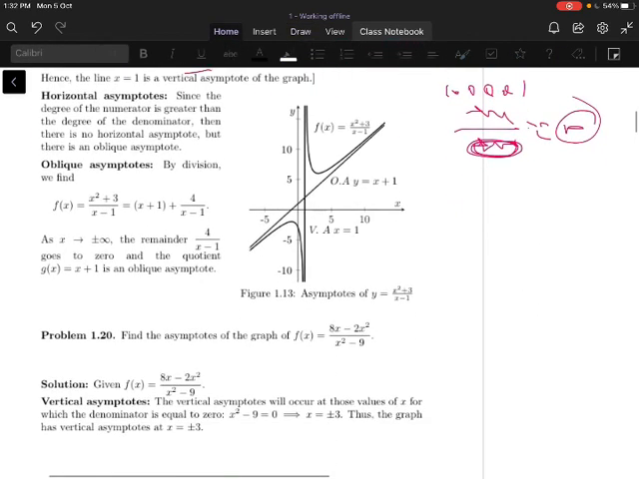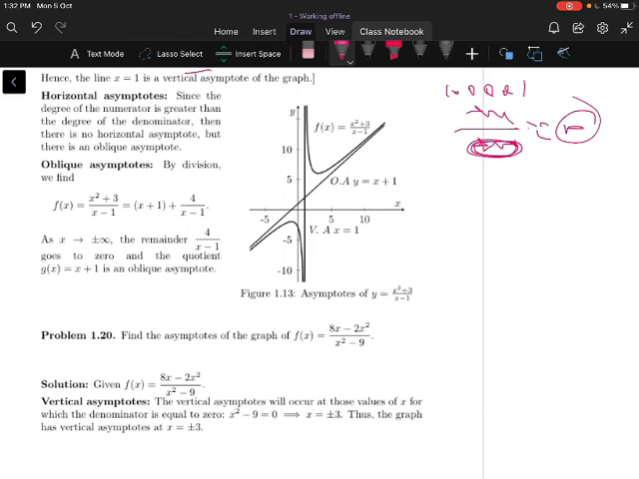Now let us move to the horizontal asymptotes. The given function is (x² + 3)/(x − 1). The degree of the numerator is greater than the degree of the denominator, so there is no horizontal asymptote. Therefore let us move to the oblique asymptote by dividing the numerator by the denominator. How do you divide it? Divide x² + 3, the dividend, by x − 1, the divisor. Try to eliminate x² by multiplying x into x − 1.